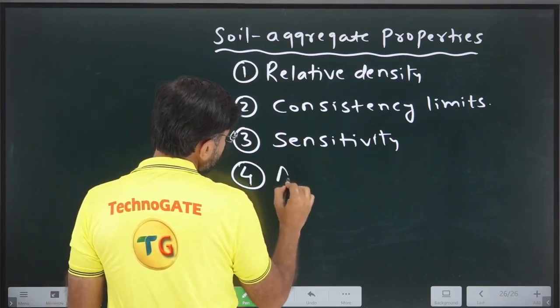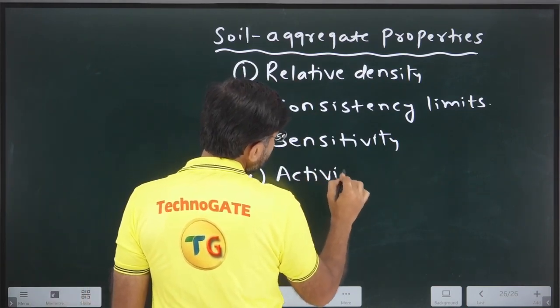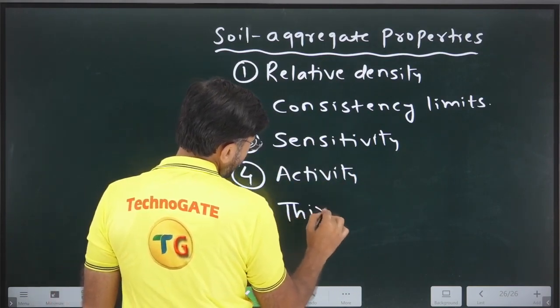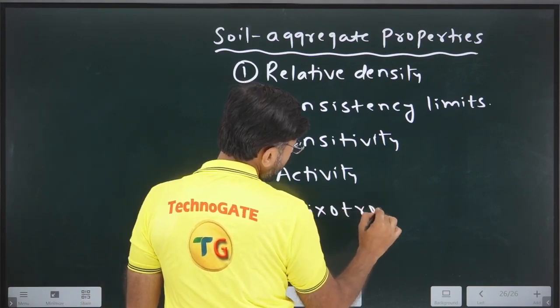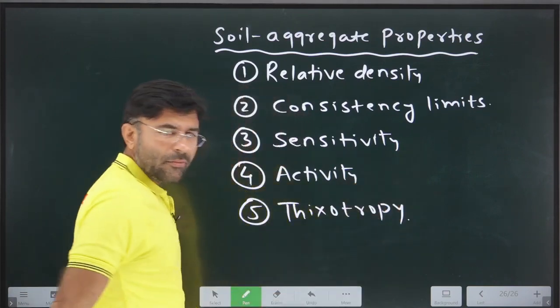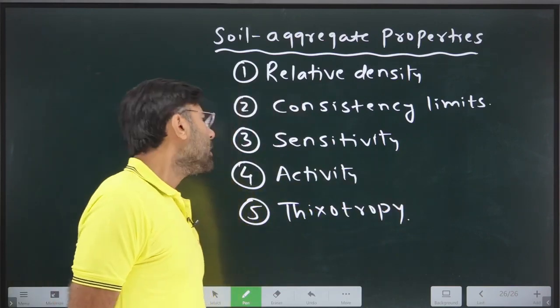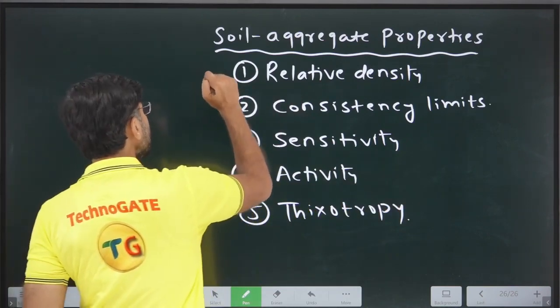Fourth, activity of the soil. And fifth, thixotropy of the soil. We'll be dealing with five properties. Permeability and shear strength we will not be dealing with. So I'll start my discussion with the relative density.